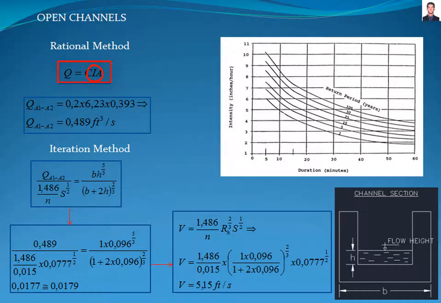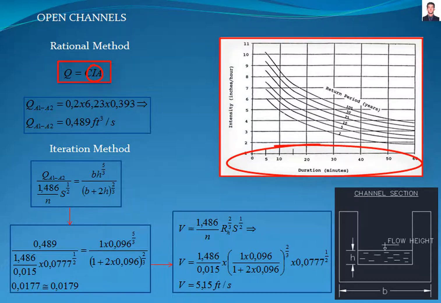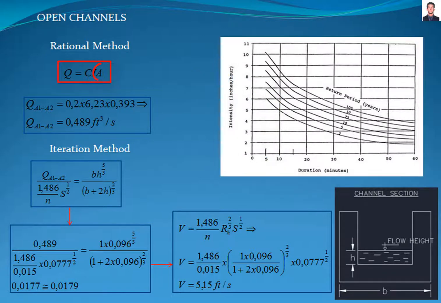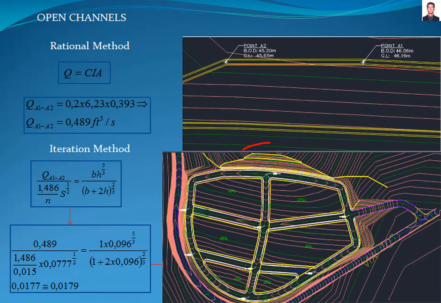In this example, I will use a generic one. The time of concentration is taken according to section 9.5.6.2 of the AASHTO Design Manual, as 5 minutes for paved areas and 10 minutes for unpaved areas, giving a result of 6.23 inches per hour for unpaved zones and 7.53 inches per hour for paved zones. And A is the area that affects the analyzed section in acres. For example, for the section between points A1 and A2, the result is 0.499 cubic feet per second.